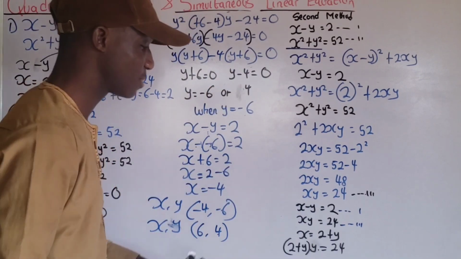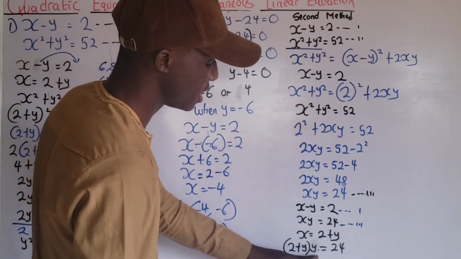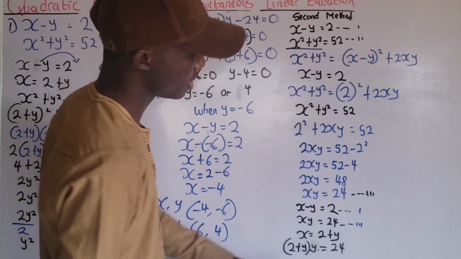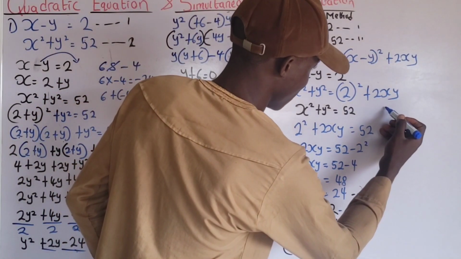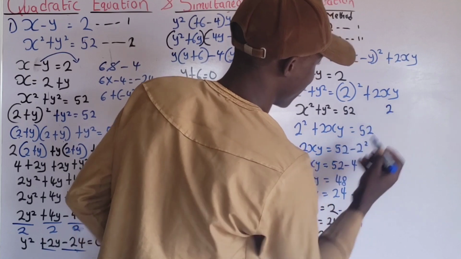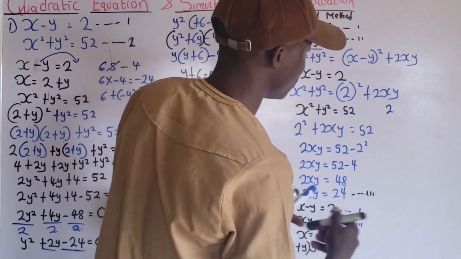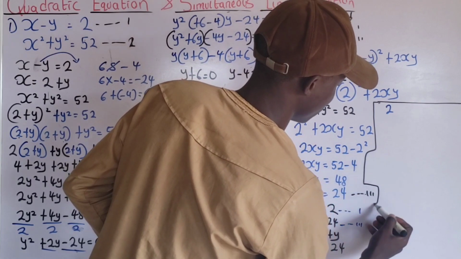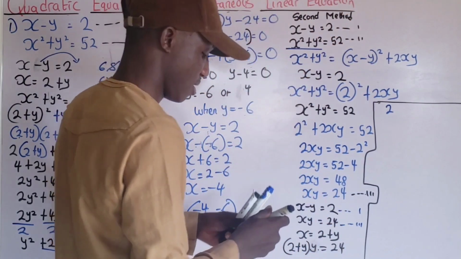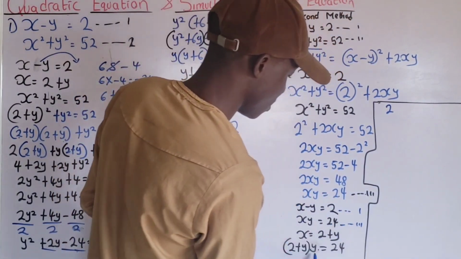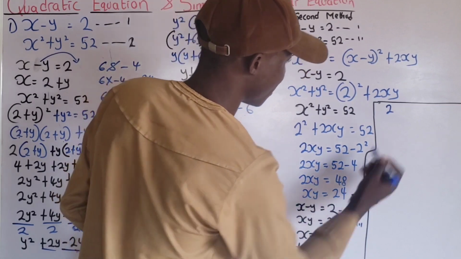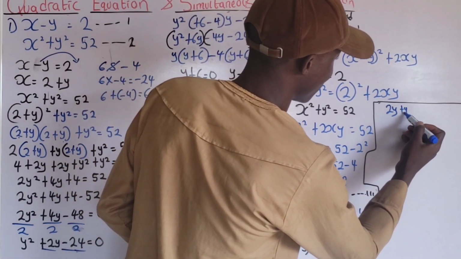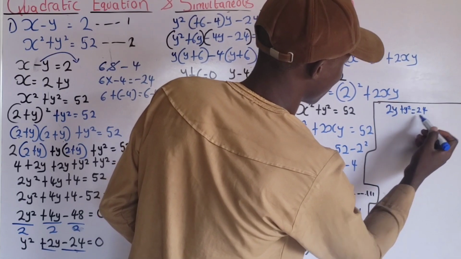So let's proceed. Here I'm going to open the left hand side of the equation, opening this bracket using this y. So I'm going to have y times 2, that is 2y. Y times y, that is y squared. Plus y squared is equal to 24, okay?